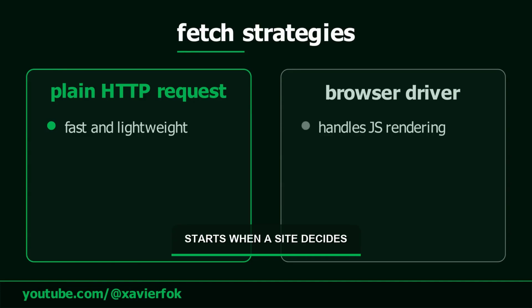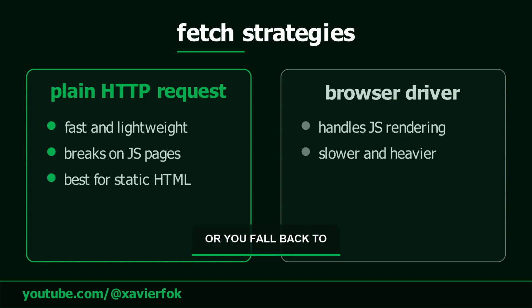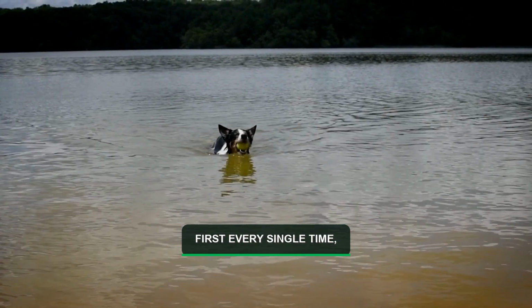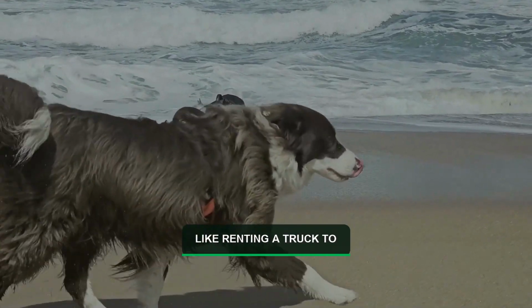The trouble starts when a site decides not to put the data in the HTML at all. A lot of modern pages send you an almost empty shell and then load the real content with JavaScript after the fact. A plain request sees the empty shell and nothing else. For those, you either find the underlying data request the page itself makes, which is usually a clean little JSON endpoint hiding behind the scenes, or you fall back to driving a real browser in the background, which is slower and heavier and breaks more often. I reach for the hidden endpoint first every single time, because driving a full browser to scrape one number is like renting a truck to carry a letter.